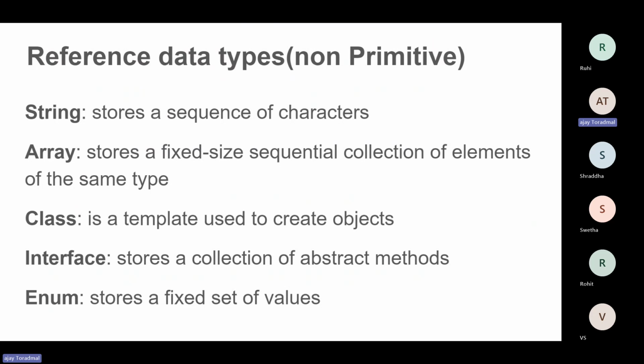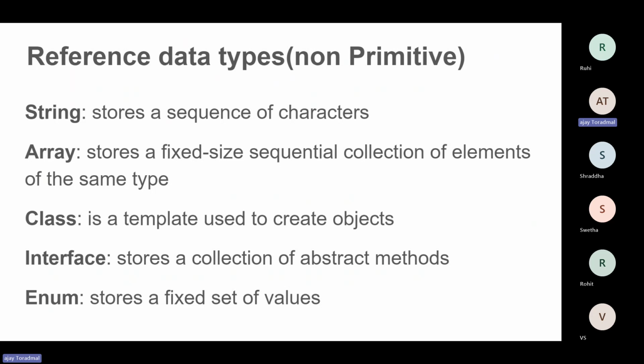We'll cover this later. But as of now, in this particular slide, what you have to remember is there are 5 non-primitive data types available in Java. Which are those? String, array, class, interface, and enum. These are the 5 non-primitive data types available inside Java.